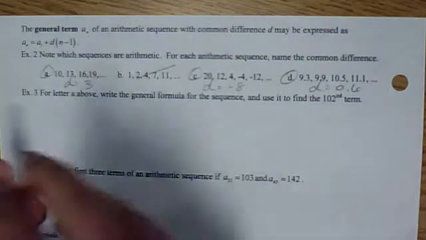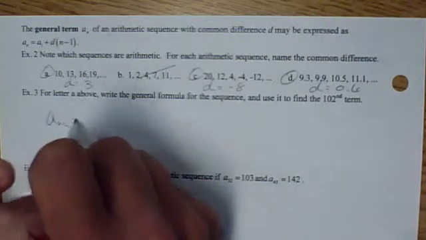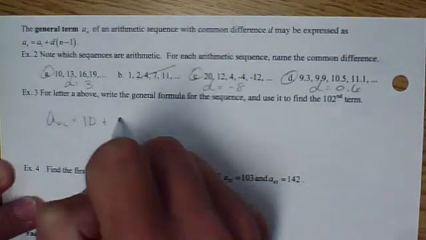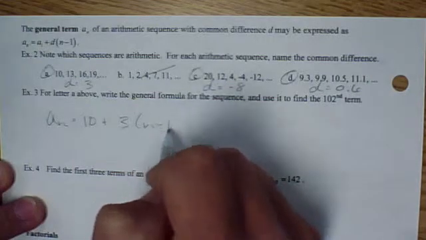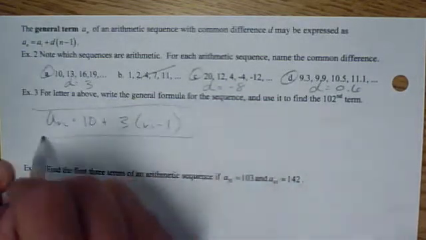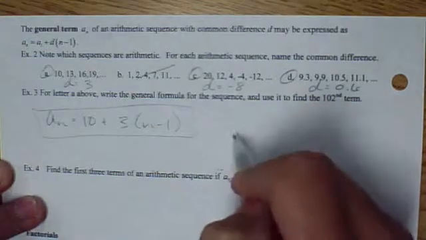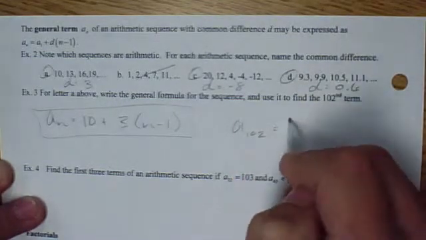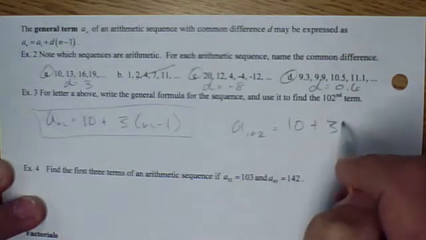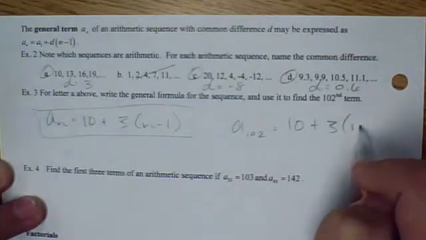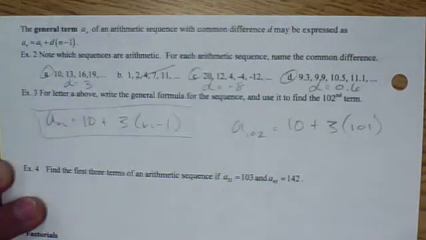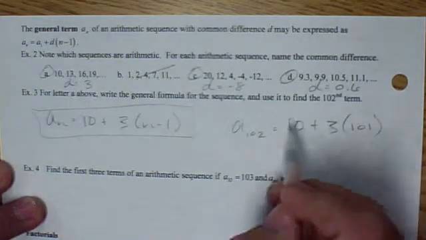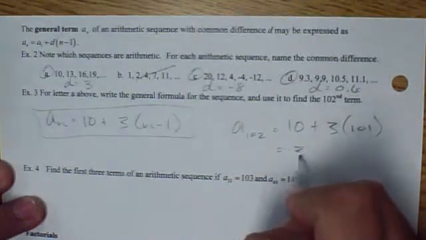We're going to write a formula for this one. You could say that the nth term is 10 plus d(n minus 1). So that's a good formula to use. If you're going to find the 102nd term, we could say the 102nd term equals 10 plus 3 times (102 minus 1), which would be 303 plus 10 is 313.